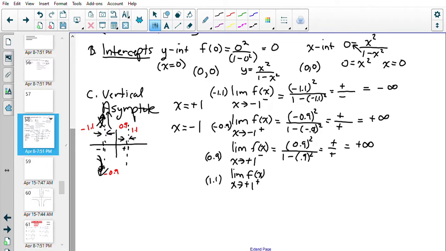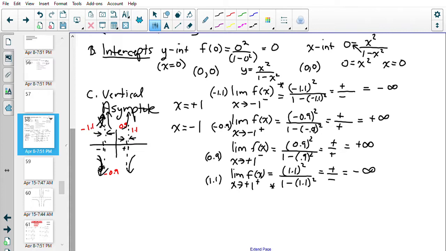And then plugging in 1.1, you're going to get the same answer as the very first line that I wrote. You're going to get the same answer here as you do there, because the negatives would become squared. It's an even function. So here you get a positive on top, a negative on bottom, and that goes to negative infinity. So we knew it was positive infinity on this side, negative infinity down there. All of that is the work that's done for the vertical asymptote.